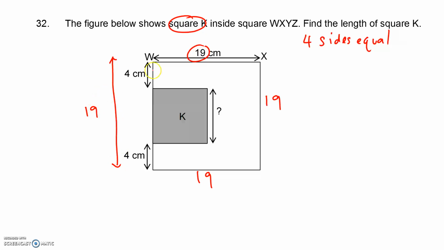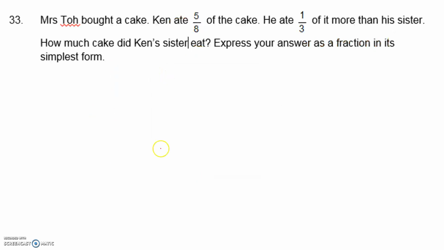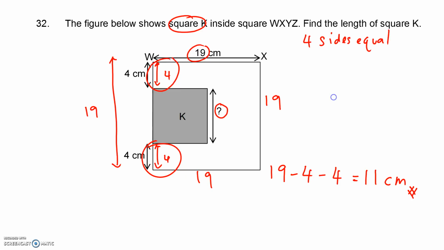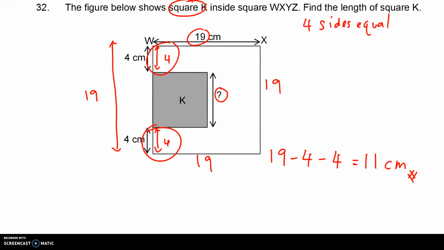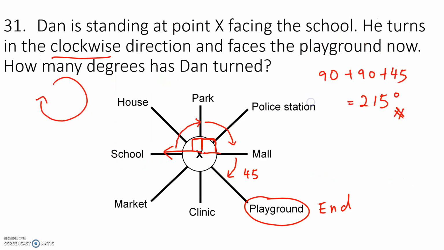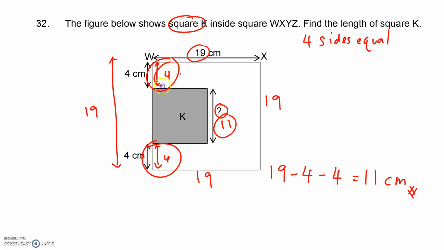Now, you have a 19 and you already have a 4 here. You have a 4 here as well. So what is this question mark? 19. Take away this 4. Take away another 4, which will give you a total of 11 centimeters as the answer. So 11, let's double check our answers. You have 11 plus a 4. Okay, 11 plus 4 gives you back the 19.